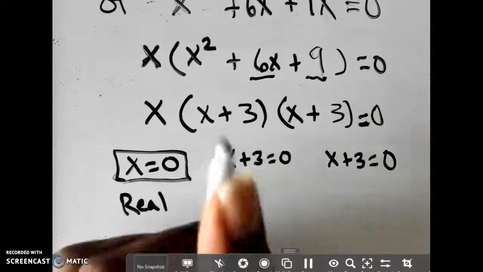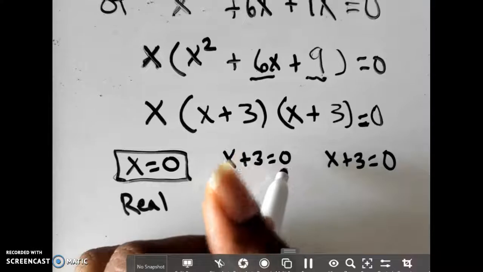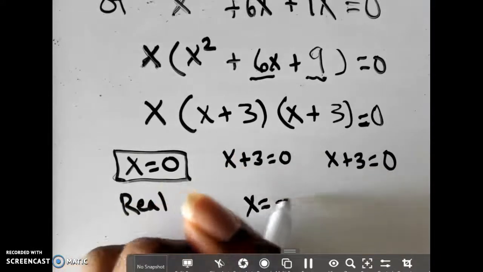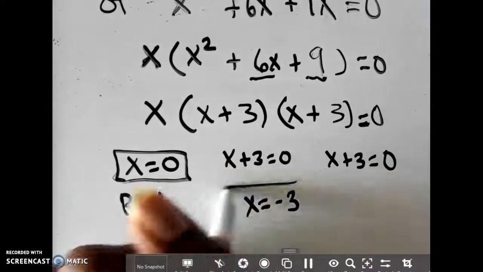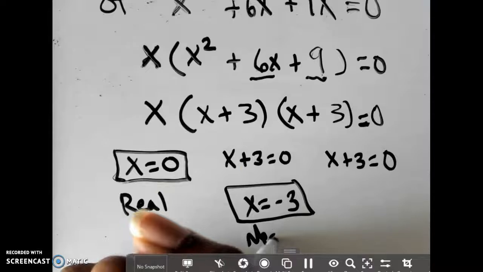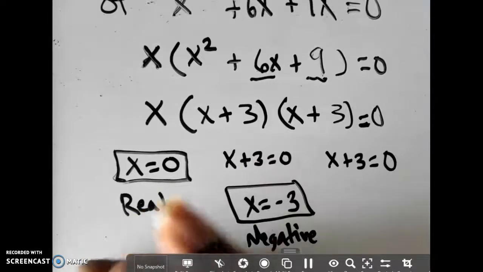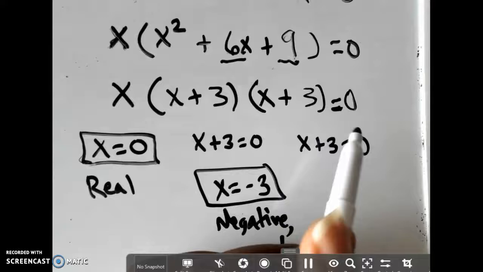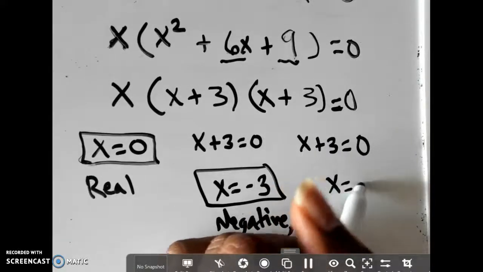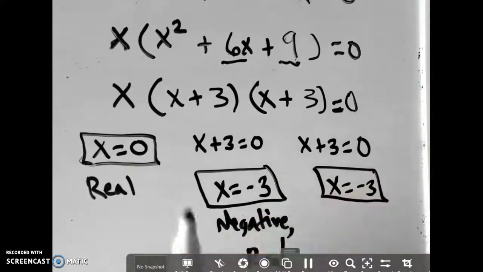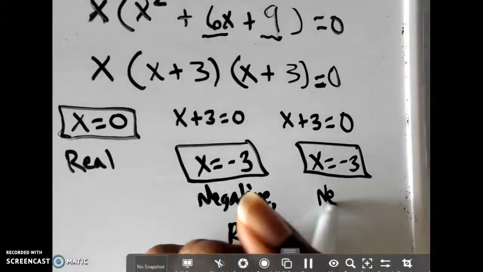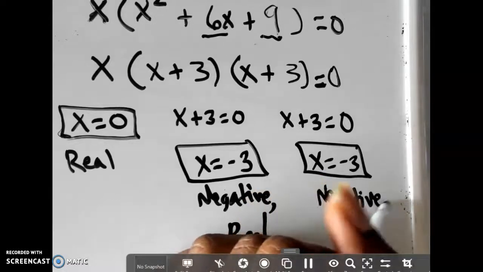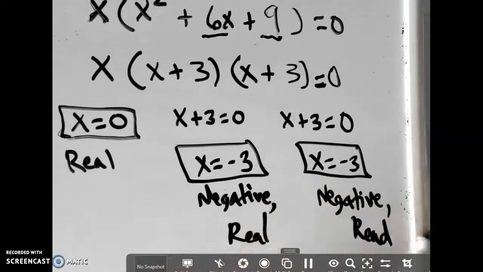One real root. Then if we have x plus 3 equals 0, solving for x, I'm going to get x equals negative 3. So here we have a negative real root. And that repeats again. I have another x plus 3 equals 0. So this is going to give me x equals negative 3 a second time. So we have another negative real root.